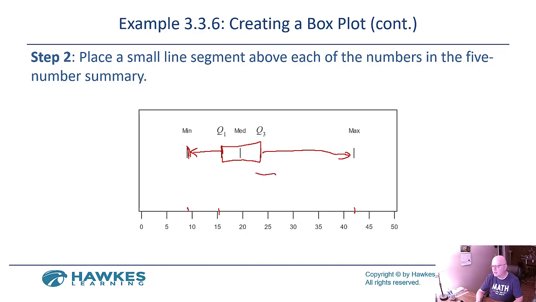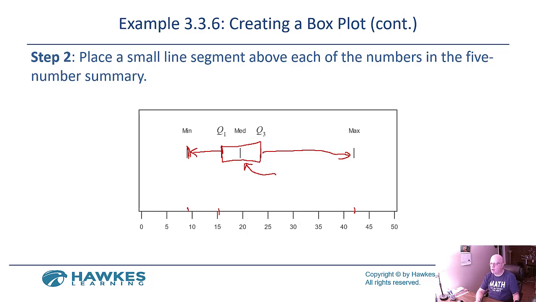This gives you an idea of how widespread the middle 50% is. Notice the middle 50% is pretty compact. Whereas, look over here, this one's at quite a distance away from the box. This one is sort of in between. It's not too close, it's not too far away.